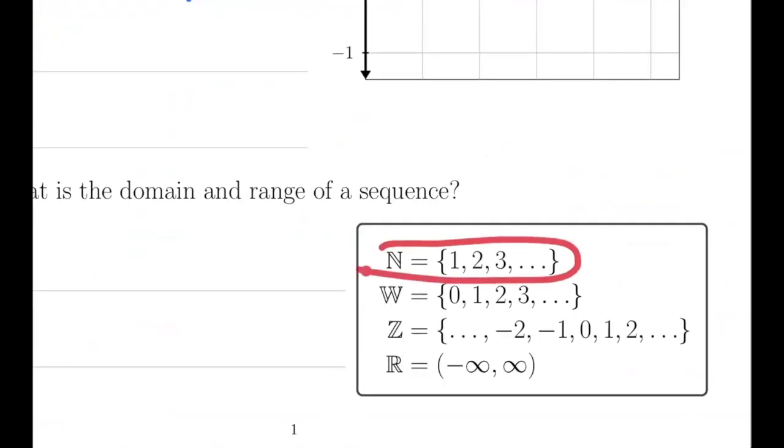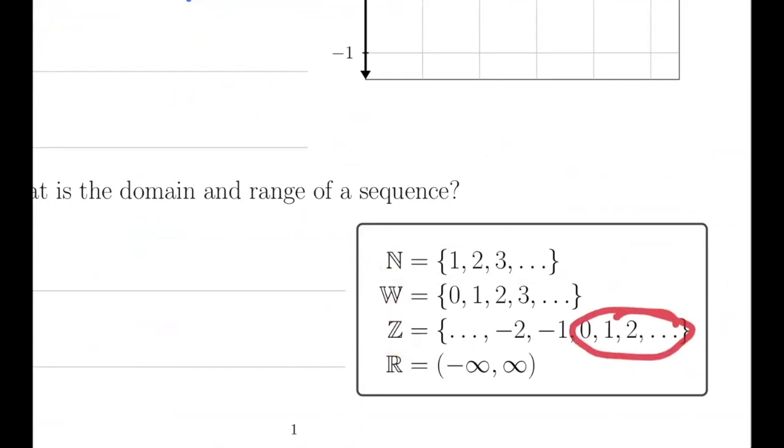So we have the set of all natural numbers. So that's 1, 2, 3, 4, and so on. We have the set of all whole numbers. So that's basically the same as the natural numbers, but it includes 0. We have the set of all integers. So that's basically all the whole numbers and their opposites. And we have the set of all real numbers. So every single number on the real number line from negative infinity to infinity, that's a real number.